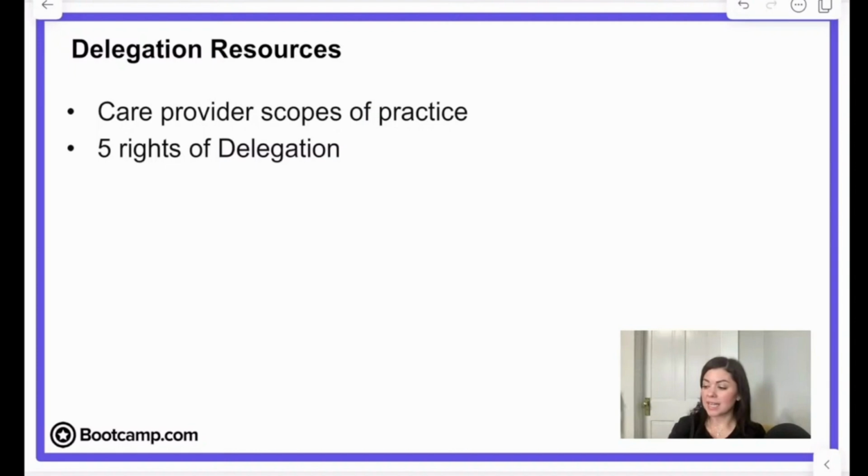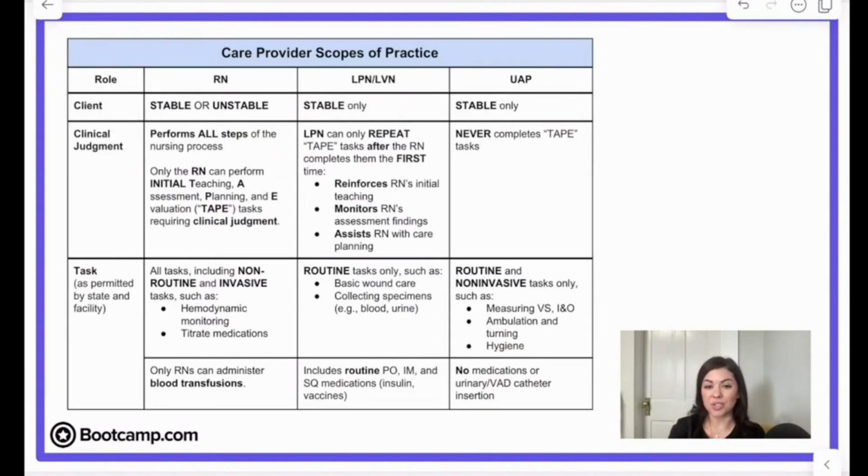The first one is the care provider scopes of practice. To put it simply, that's just what can everybody else on the nursing unit do? So everybody's scope of practice. What are they allowed to do legally? And then the five rights of delegation. Both of these resources are really going to help us as we navigate delegation items, and of course, help us navigate delegation when we're in the clinical setting. So let's briefly talk about these two resources.